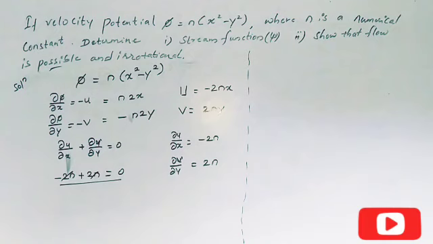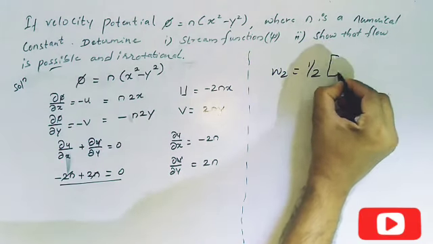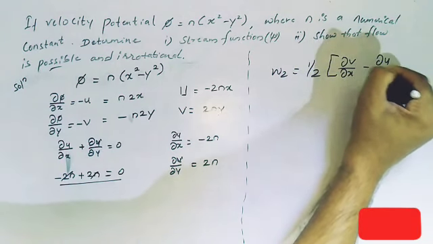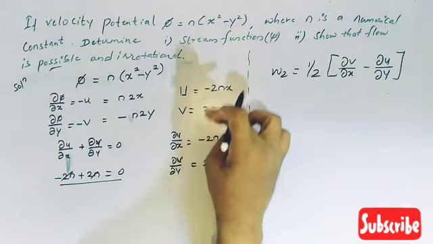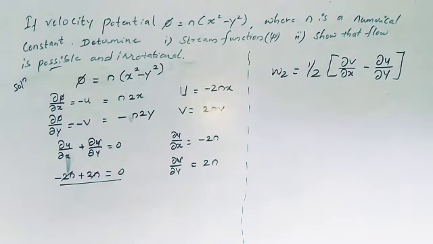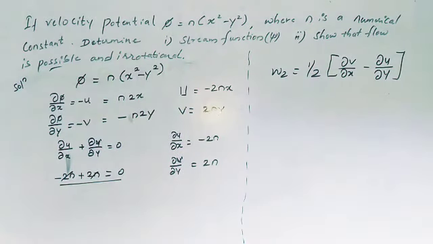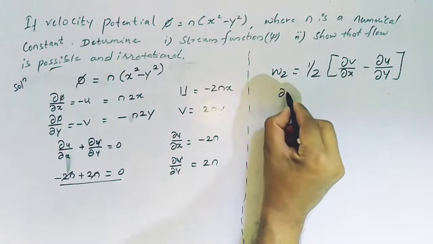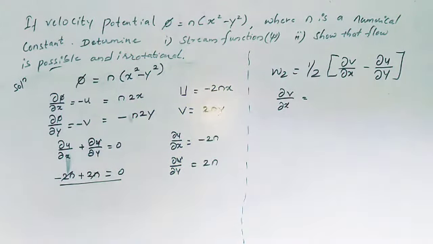The next step is to know whether this flow is rotational or irrotational. For that we have ωz equals half of (∂v/∂x minus ∂u/∂y). This is for the velocity potential function when I have the u and v components with respect to z. Next, let us differentiate the v component with respect to x and the u component with respect to y.